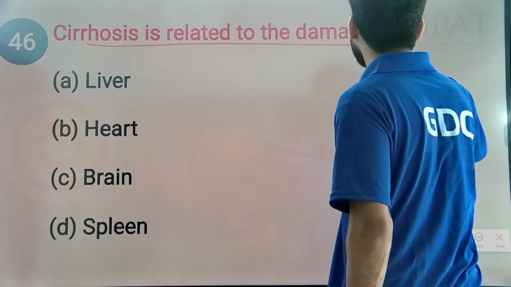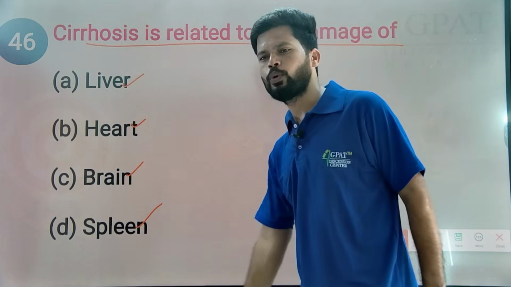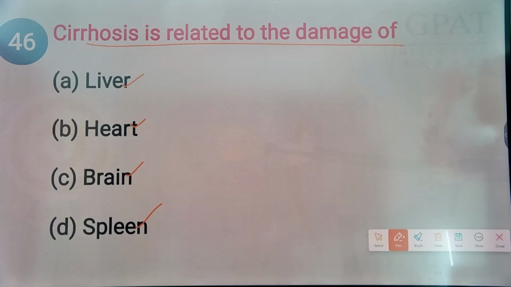Cirrhosis is related to the damage of: liver, heart, brain, spleen. I hope you know the answer. The question is very simple. Cirrhosis is nothing but inflammation of the liver, damage of the liver, hardening of the liver parenchyma.